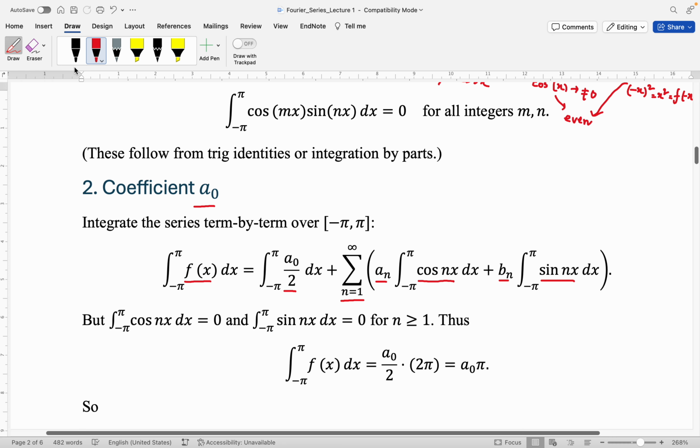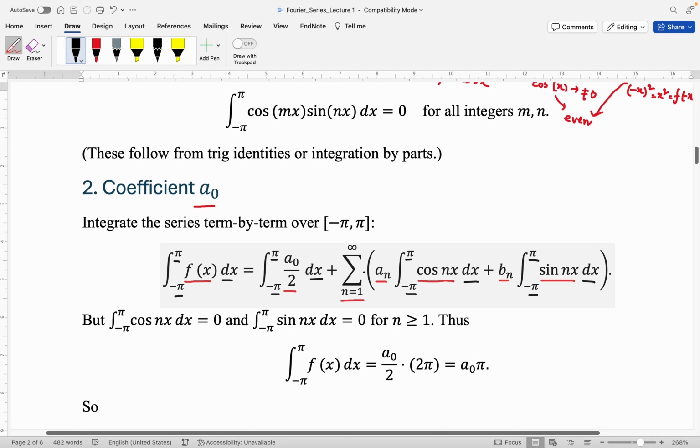Now what I am doing is integrating the Fourier series on both sides from minus pi to plus pi with respect to dx. Here also, minus pi to plus pi with respect to dx, and for every term as well. So I am integrating it like this. Now let's integrate and see what we get.